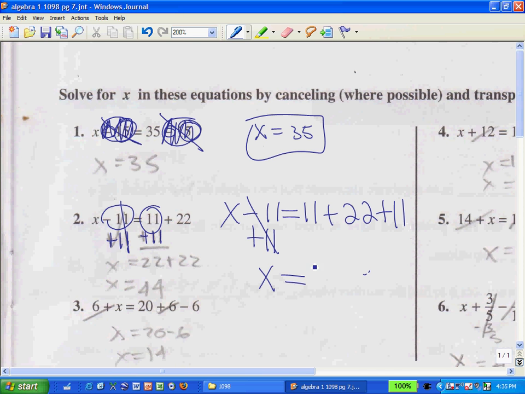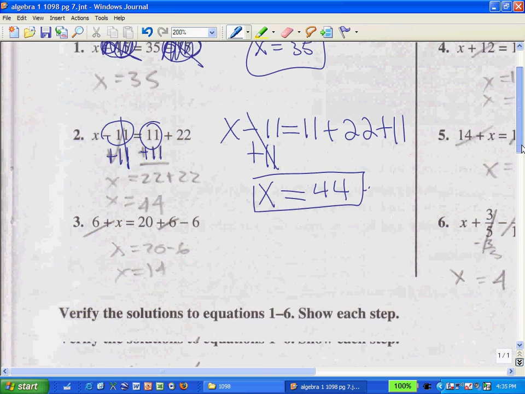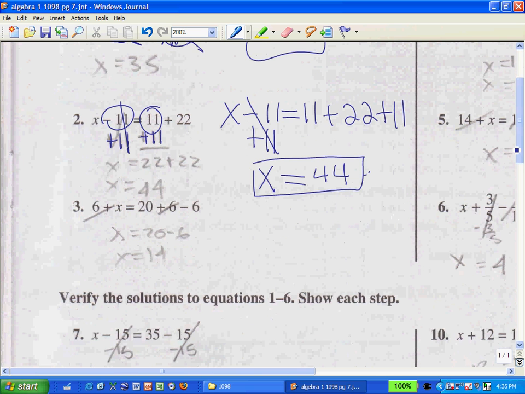So that gives us x equals 11 plus 22, and 11 plus 22 equals 33. And then 33 plus 11 equals 44. So x equals 44. Easy, huh? I hope it should be easy for you.